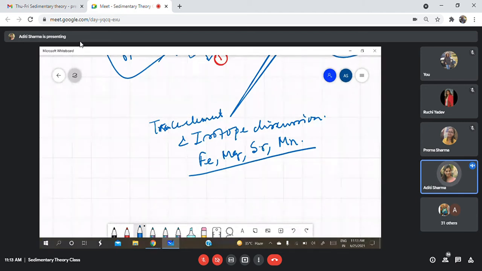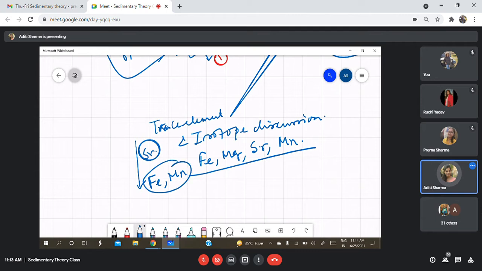Trace elements help us in tracking the carbonate diagenetic history. What we get is that as you go to more burial, there will be a decrease in strontium, because I expect strontium to be more in aragonite, and if you go to burial, more aragonite will change to calcite. So the strontium content in the carbonate will decrease with more burial, and your Fe and Mn, these two will increase with more burial.